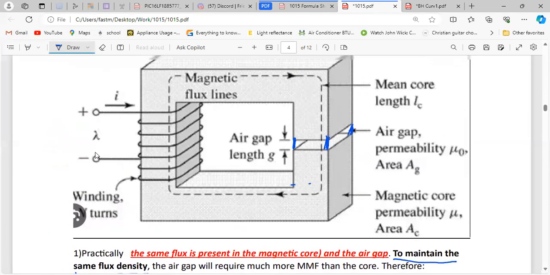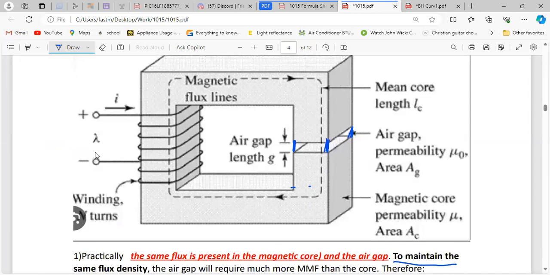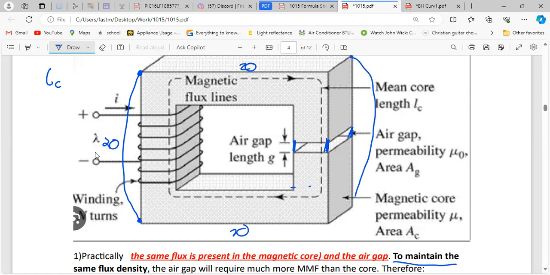So if I go back to this on top here, if I want to get the LC, or the length of the core material, let's say from here to here is 20. And it's a square, so therefore this is 20, this is 20, this is 20, and from here to here is 20.